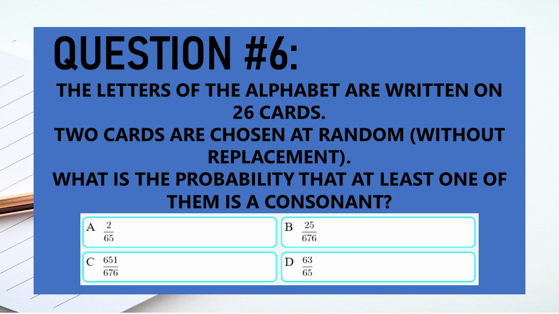Letter A, 2 over 65. Letter B, 25 over 676. Letter C, 651 over 676. Or letter D, 63 over 65.